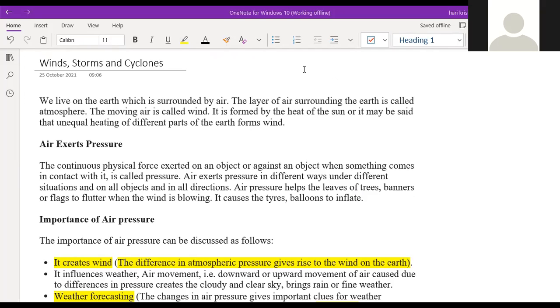Sir, it is nothing but moving air. The movement of the air is called wind. So the blowing of air is called wind. Sir, wind is the movement of air from a high pressure area to a low pressure area. Good.